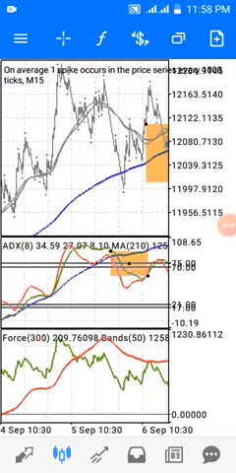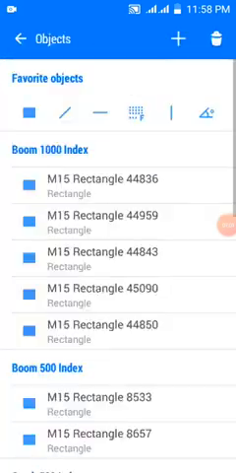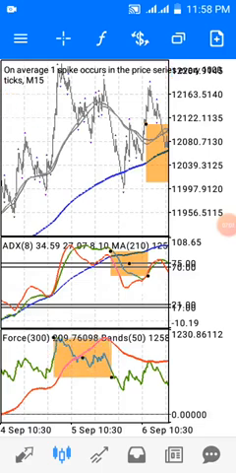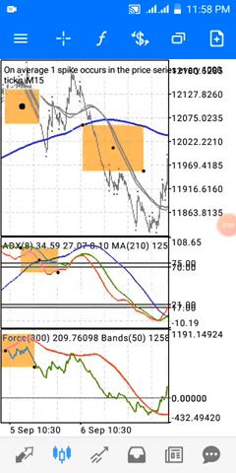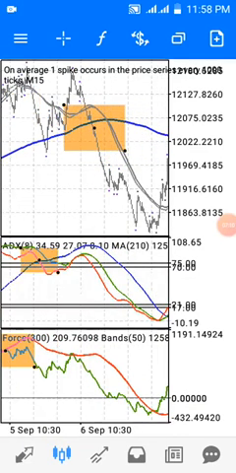Same thing when it crosses down, just like we have here on the indicator window 2. You have a cross down here and also a cross down here. Then finally a cross down here. You can start to anticipate a sell trade. So that's the way it works.